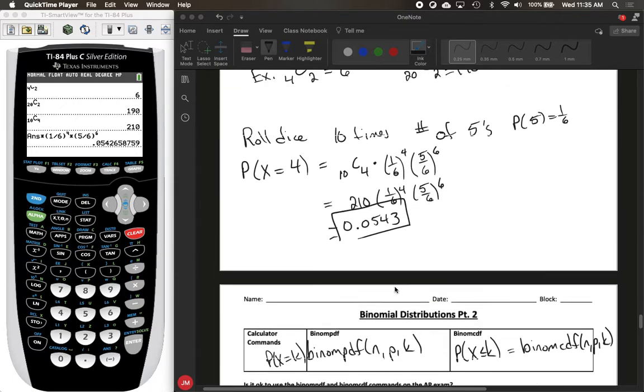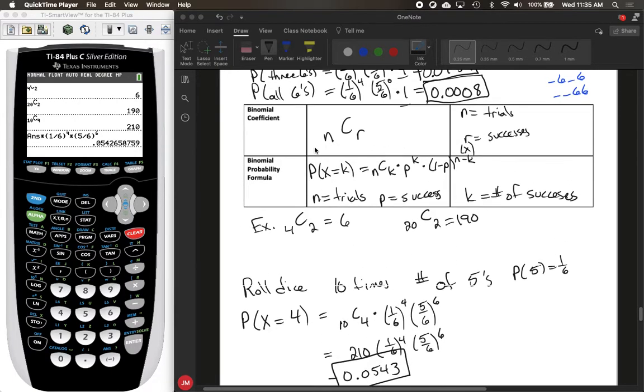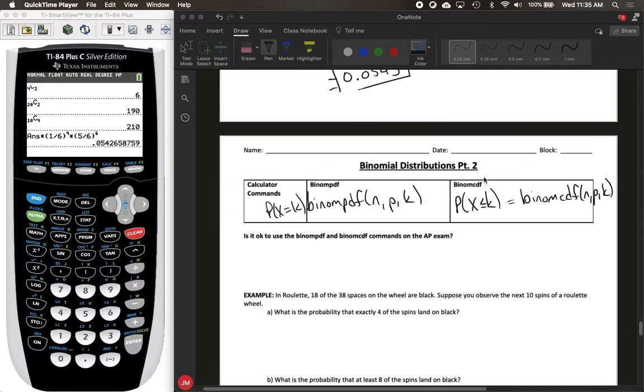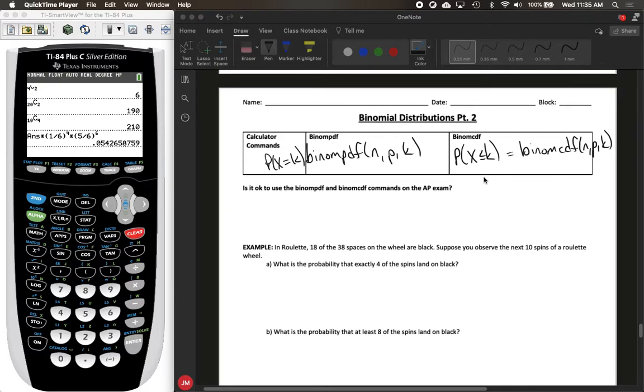So remember, the binomial formula from the previous section was this formula right here, which we can use to find binomial probabilities and makes our life a little bit easier so that we don't have to think about it every single time. Well, today the calculator is going to make it even easier for you because you really don't have to do a whole lot. So the two different commands are binompdf and binomcdf.